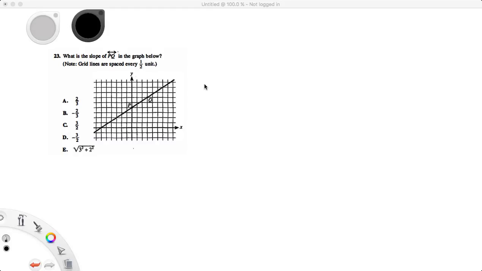Okay, so here is another ACT released question. I actually don't know whether this is copyright ACT, but it's copyright somebody that's not me. So it is asking, what is the slope of PQ? Notice that we've got, let's go ahead and use some colors here. Notice that we've got P right here, okay, and Q right here.